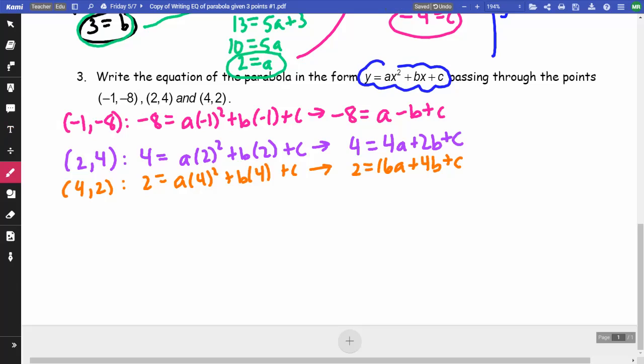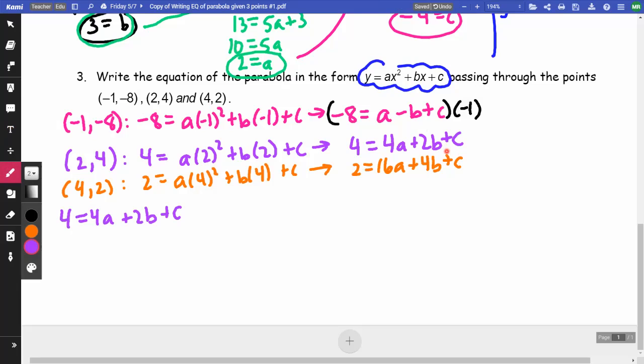And now I am going to eliminate my c's, okay? It's always the one that's easiest because all I have to do is make one of the equations negative. And so today we made the top one negative, so we multiplied this one by a negative. So let me start with my second equation, my purple one. 4 equals 4a plus 2b plus c. And then I'm going to take my pink one, which when I multiply this by a negative, okay, I'm going to get 8 is equal to negative a plus b minus c.